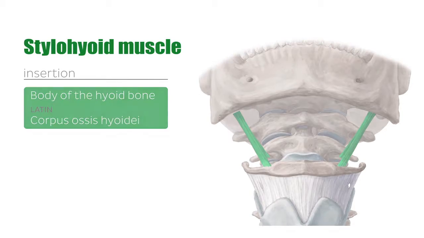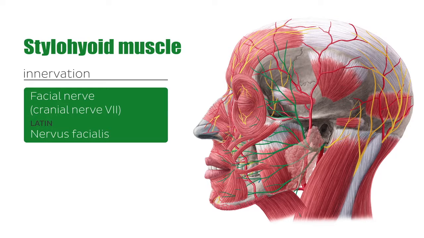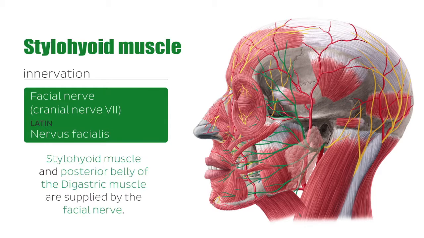A word about the innervation of the stylohyoid muscle. This nerve that you see here highlighted in green is known as the facial nerve, and this is going to innervate the stylohyoid muscle. An important point to make here is that the stylohyoid muscle and the posterior belly of the digastric muscle are innervated by the facial nerve.